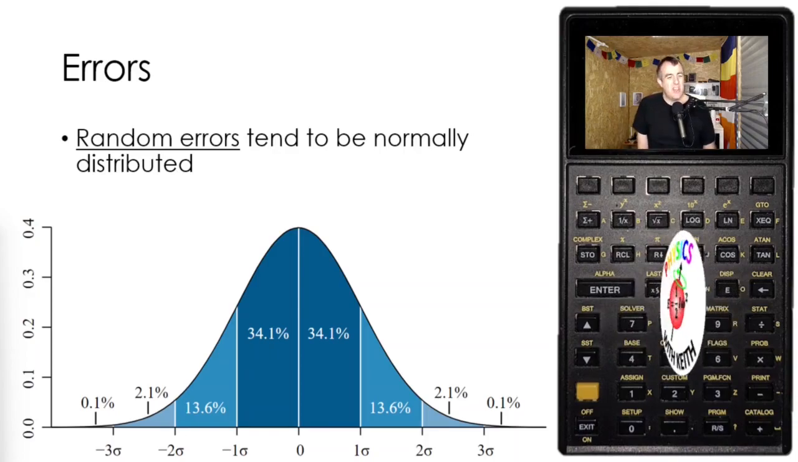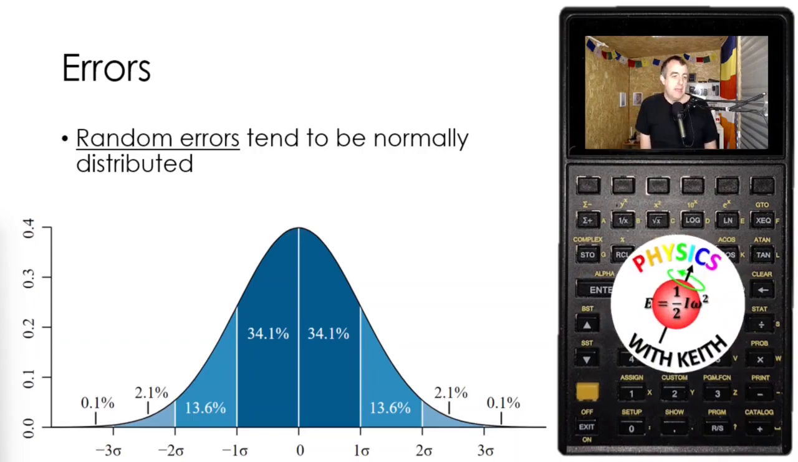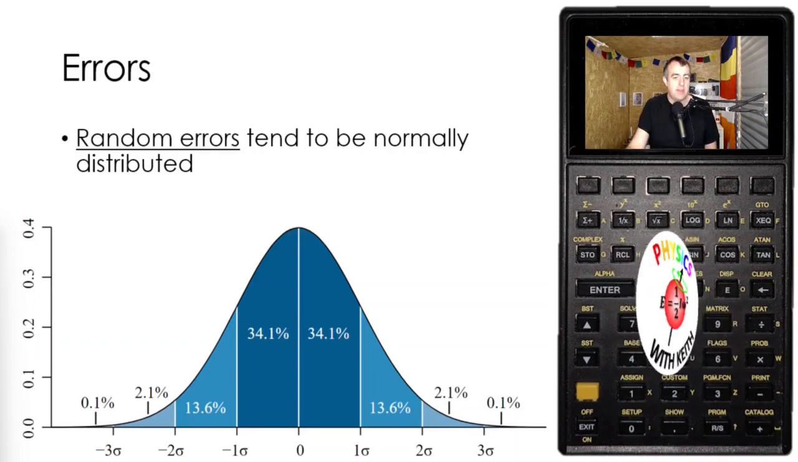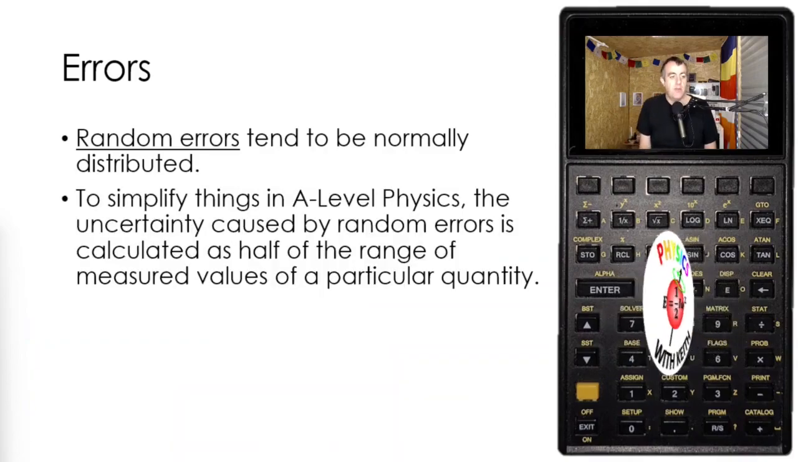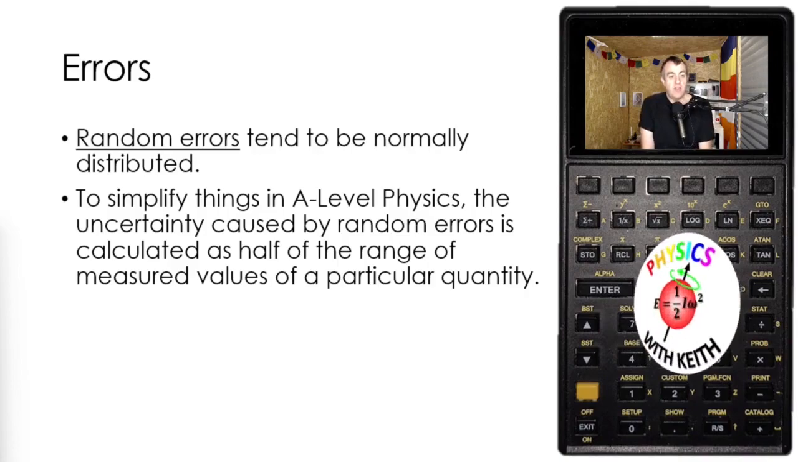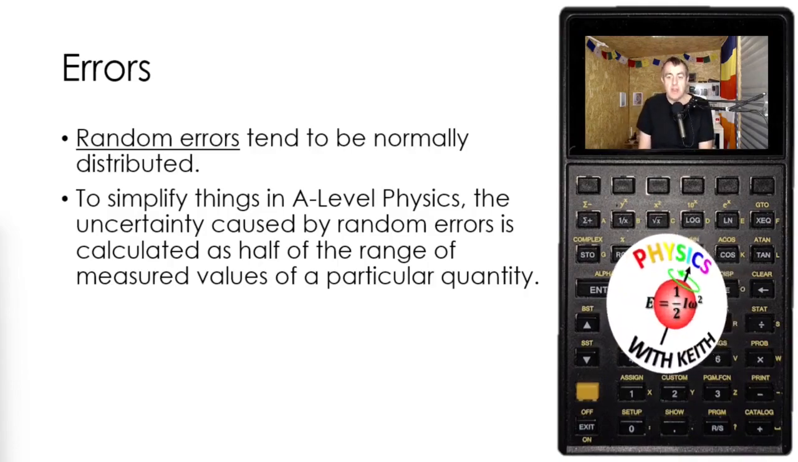What is standard deviation? Well, you can think about it as the mean distance from the mean. It's a nice way of thinking about it, but we're not going to cover that in this video because we're only giving you an overview. So random errors do tend to be normally distributed, and you can simplify the calculation of them.